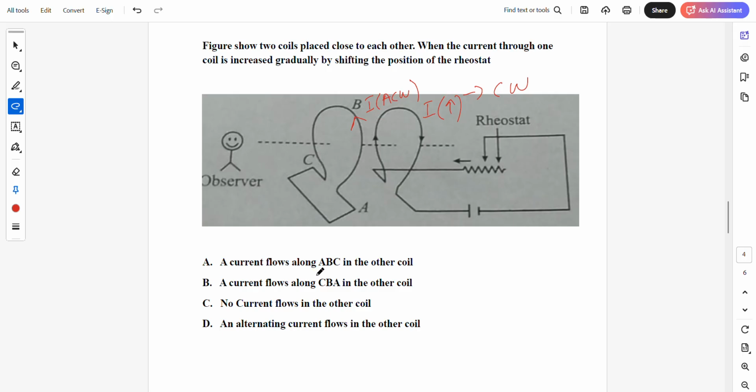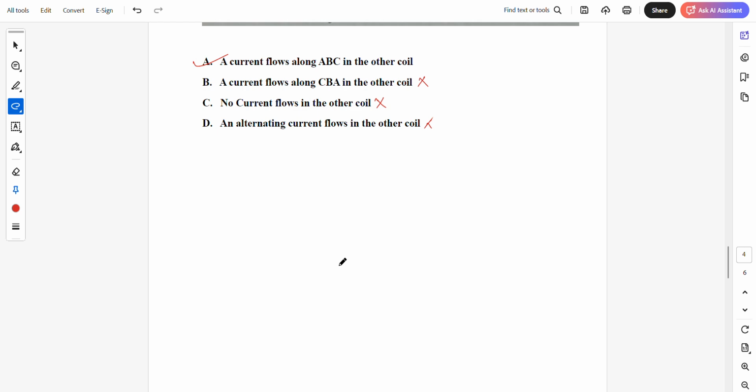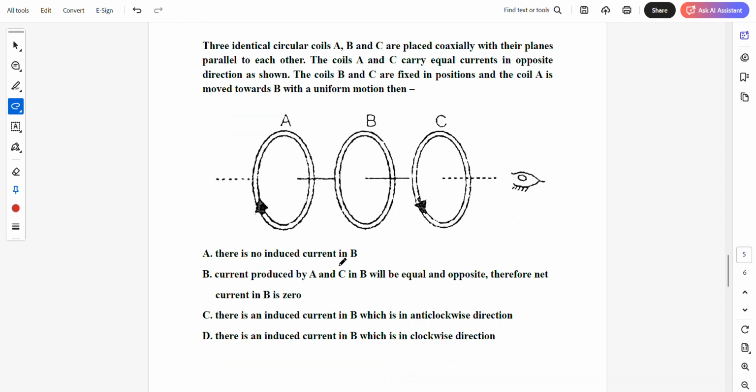A current flows along A, B, C. Right. A current flows along C, B, A. No, wrong. This is wrong. No current flows. Okay. Alternating current flows in the other coil. A current flows along A, B, C. The right answer. Hope you understood this one. Same concept. Now let us see this one.